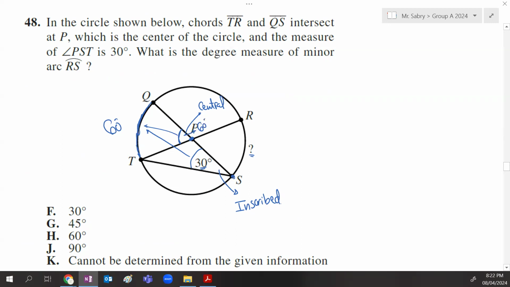Now because these are vertically opposite angles, then this one is also 60 degrees. And because it's central, then it's looking at this arc which equals 60 degrees. So the answer is 60. Does that make sense?